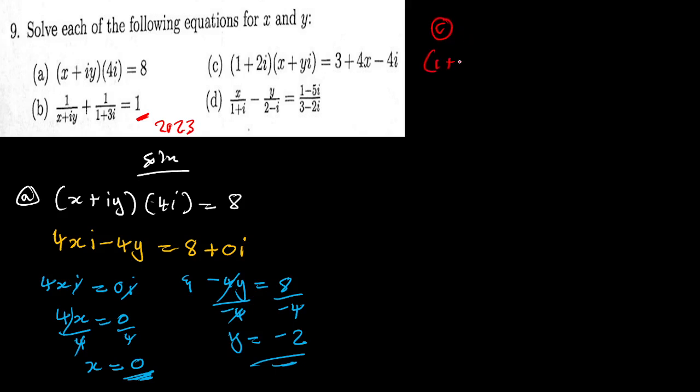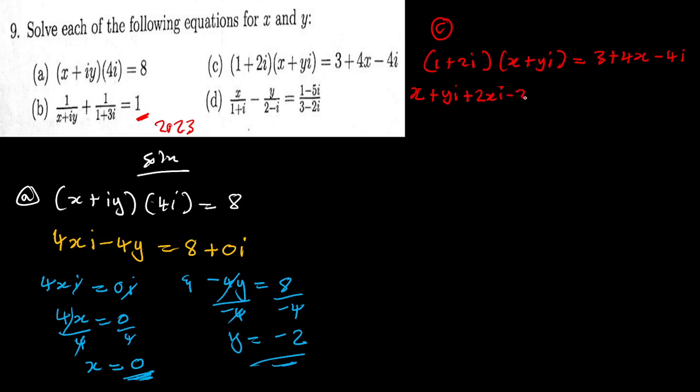So 1 plus 2i in brackets, then we have x plus yi in brackets, is equal to 3 plus 4x minus 4i. I'm going to multiply 1 times x, it's going to be x. 1 times yi is going to give me plus yi. Then 2i times x, it is 2xi. Then 2i times yi is going to give me negative 1 times 2 times y.